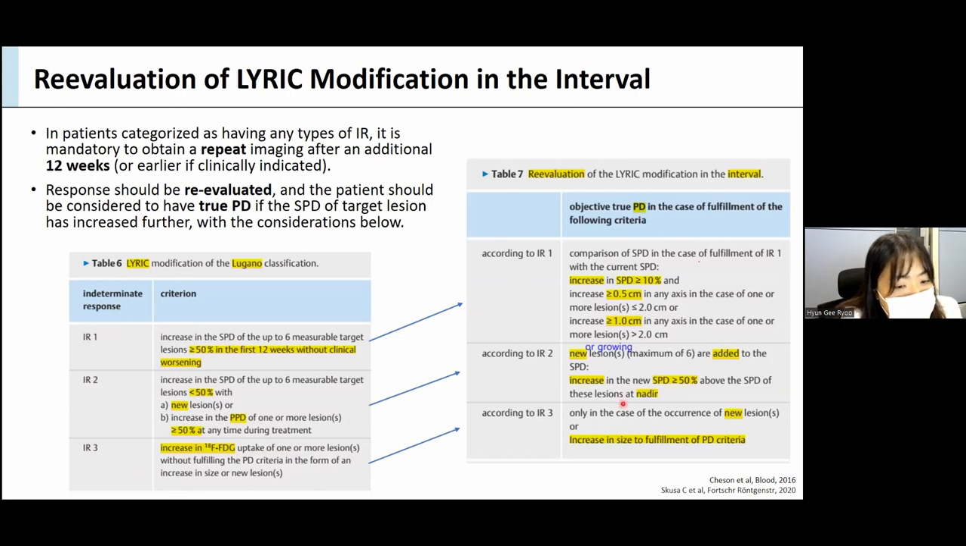And if the patients have an increase in size, if the patients have a new lesion in the FDG PET, or if the patients have an increase in the diameter of the tumor lesion in this criteria, then we can say it is a real progressive disease. So these modifications are applied to this intermediate response criteria system to prevent early determination of pseudoprogression.